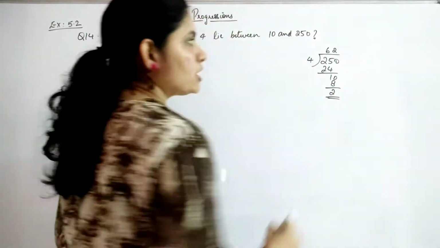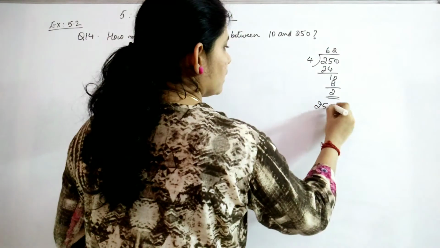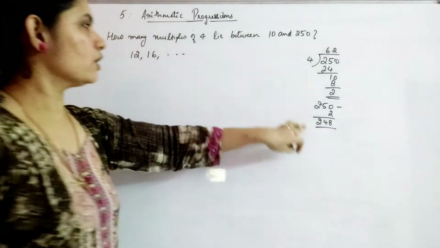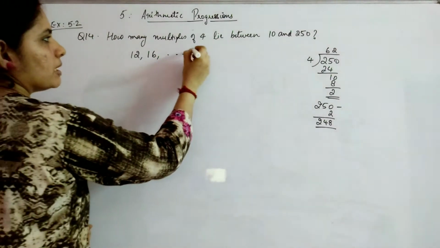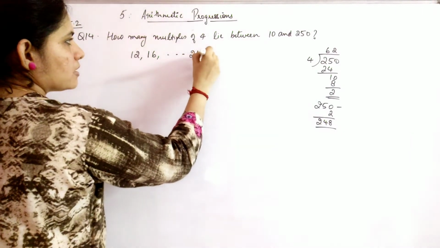The remainder is 2, right? So this remainder should be subtracted from 250. 250 minus 2 will give you 248. So this will be your last number, which is a multiple of 4 between 10 and 250. Okay, this is the last one.